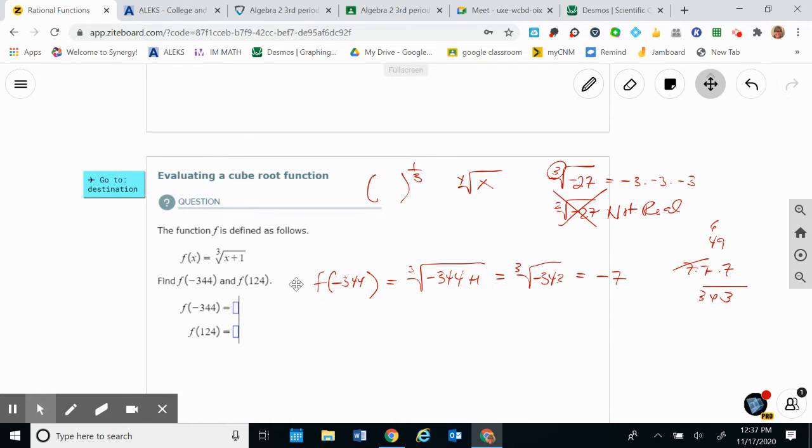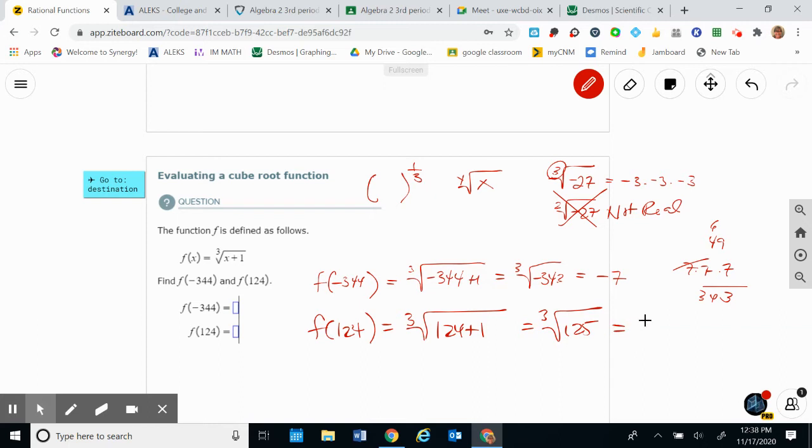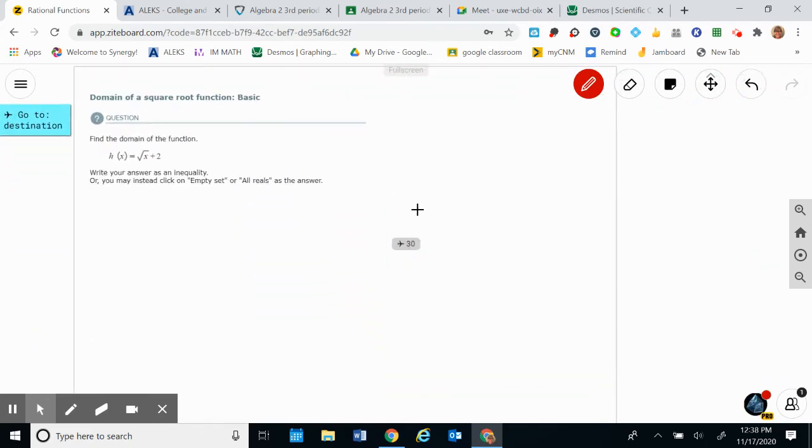So now we're going to plug in 124. So f of 124, all you have to do is it's the cubed root of 124 plus 1, which is the cubed root of 125. And hopefully you know that that is 5, because 5 times 5 is 25 times 5 is 125. All right, next one, onward.